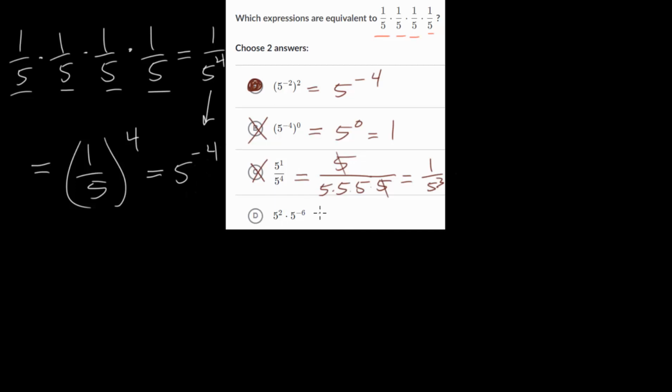Let's check the last one. Notice we have the same base, so we can add the exponents because we have multiplication. And 2 plus negative 6 is going to be negative 4. So this is 5 to the minus 4, which we would expect based on the fact that we eliminated 2 of them, and 2 have to be correct. So D is the other right answer here.